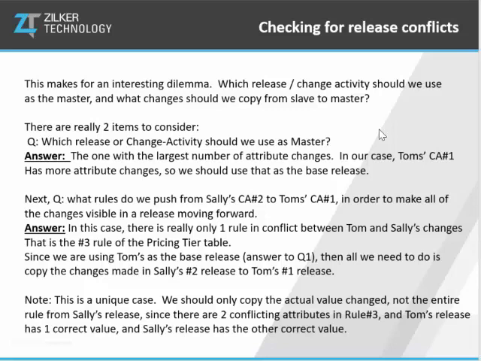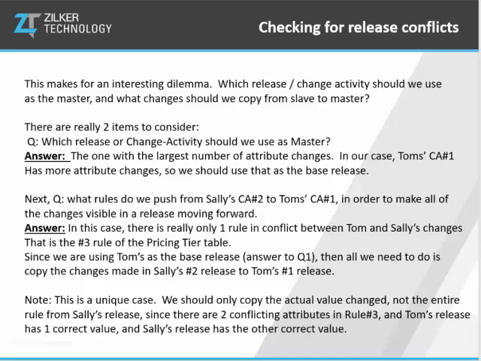My answer to that, or my theory behind that, is take a look at both releases and determine which one has the largest number of attributable changes. If release 2 changed just a few things and release 1 had a whole bunch of changes, you might want to consider using release 1 as the master and make the changes from release 2 populated in release 1 and then move forward with release 1 as the combination of the two.